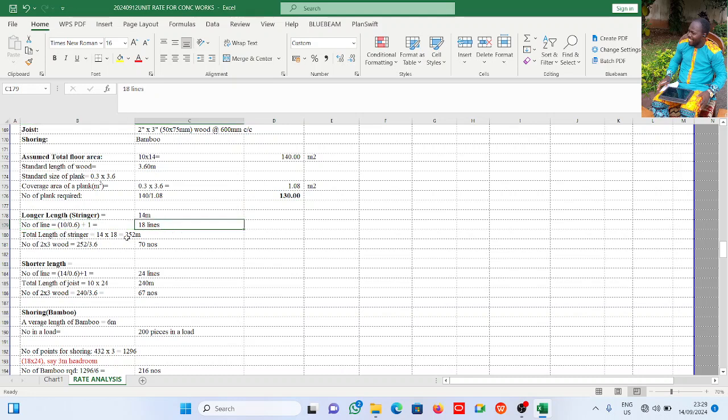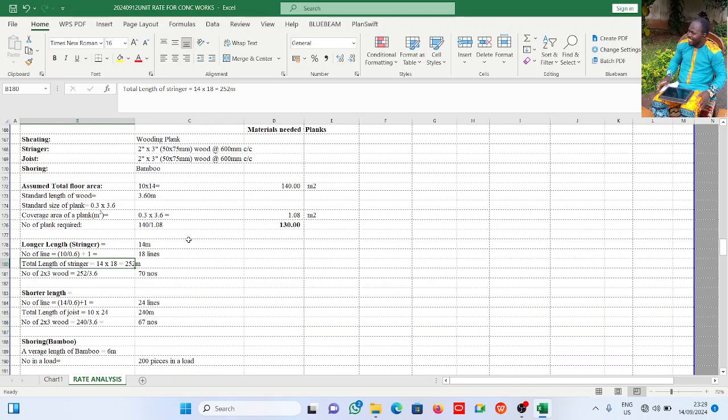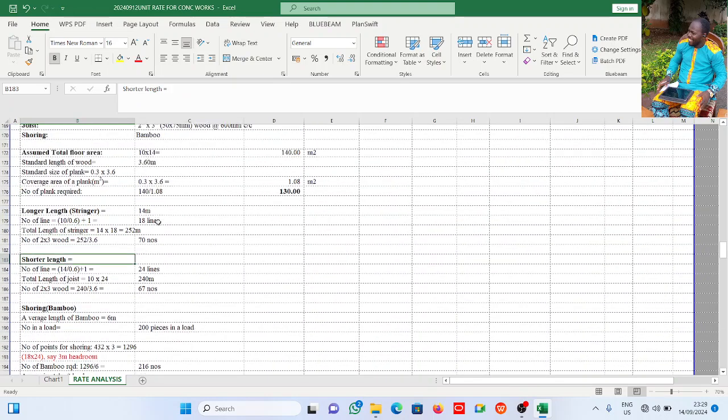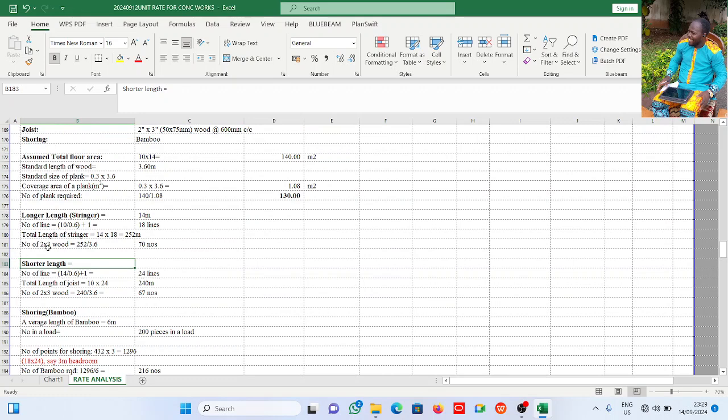Then for me to know the total length of the stringers, this is 14 times 18. That gives us 252. Then for us to know the number of wood, this 252 is divided by 3.6, which is the length of one wood. So we have 70 numbers.